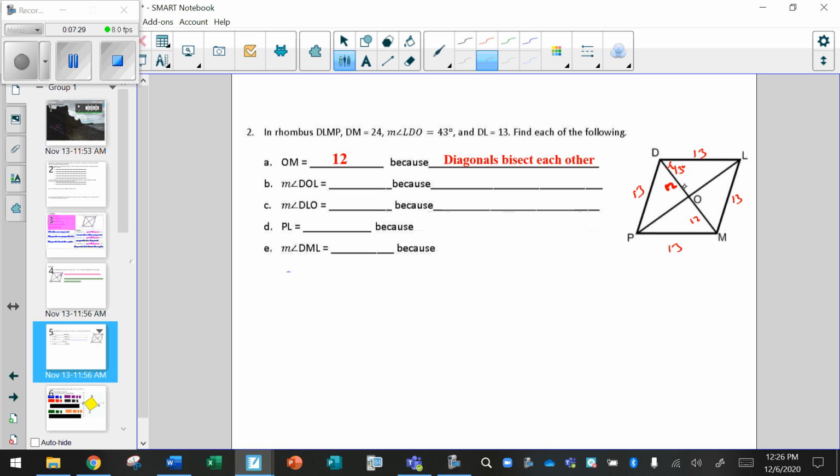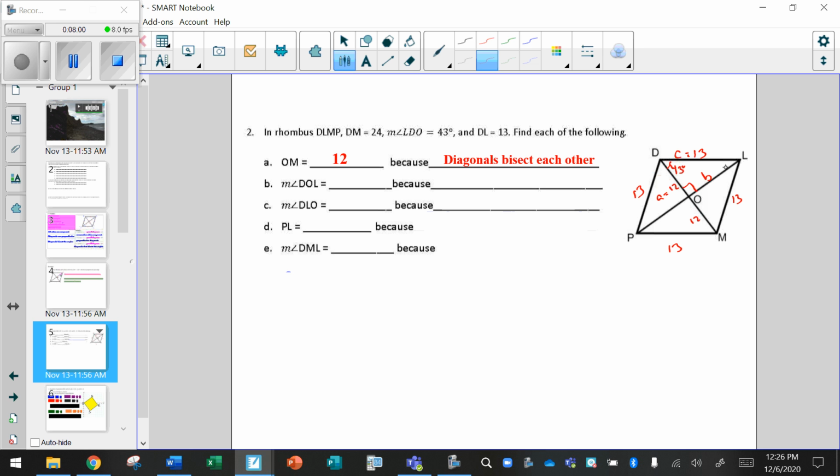So with diagonals being perpendicular, I know that one of the diagonals is a full length of 24. That means each half is 12. You can do Pythagorean theorem. Use the 12 as the A, looking for the B, 13 as the C. Do Pythagorean theorem, and you can find OL. Then you can find PL. As far as our angle measures are concerned, triangle angle sum theorem.